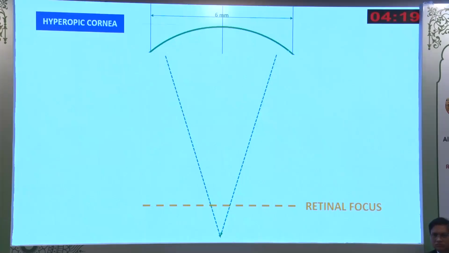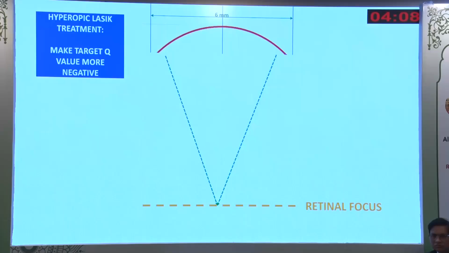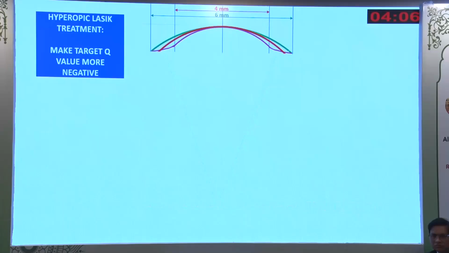If you have a hyperopic cornea, where the rays are focused behind the retina, you do a hyperopic treatment by ablating at the periphery so the rays focus on the cornea. But if you give extra ablation only in the periphery and not in the center, that causes a non-linear profile, and this increases the Q value.